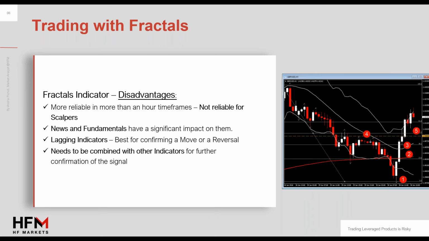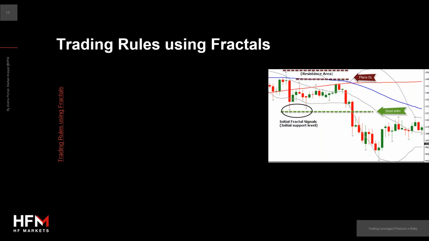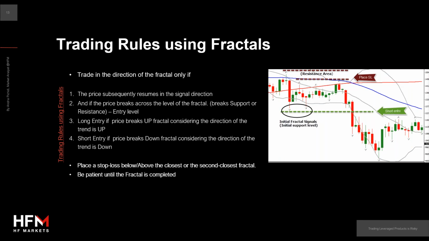That's why I said it needs to be combined with other indicators. This way, you don't always have to wait for the fifth candle. If you have a strong indication that this is a key support or resistance area, that if it breaks, it would be a nice entry point. So these are some examples and the rules that you need to follow. The rules are quite simple.